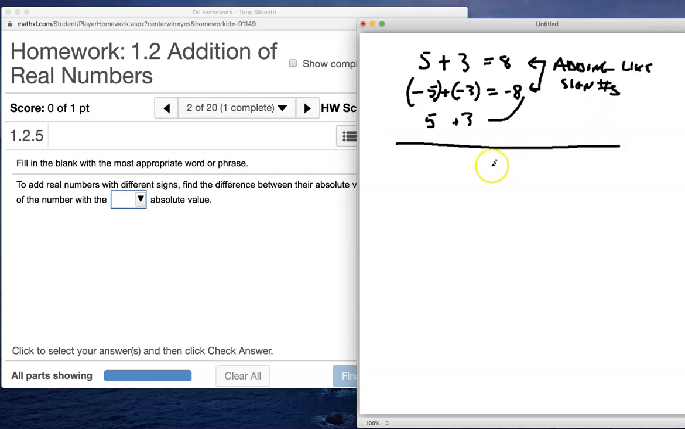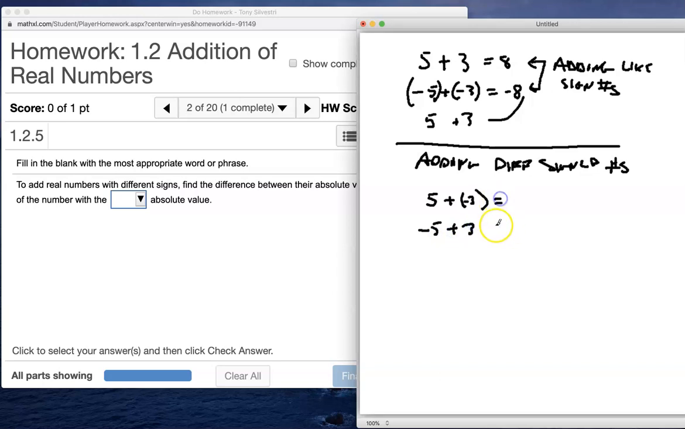Now, adding different sign numbers. This is the best I can do, guys. I'm sorry. Different sign numbers. Okay? Adding different sign numbers. What do I mean? One positive, one negative. So say we have plus 5 plus a negative 3. Okay, how do you do that? Or negative 5 plus 3. Okay, how do you do that?